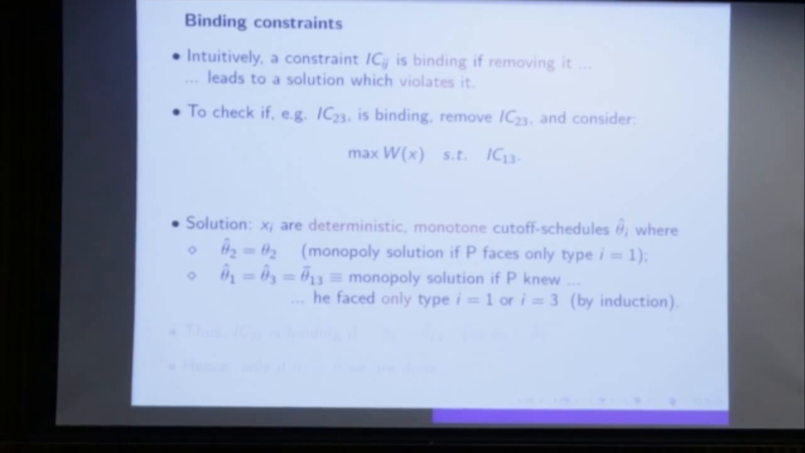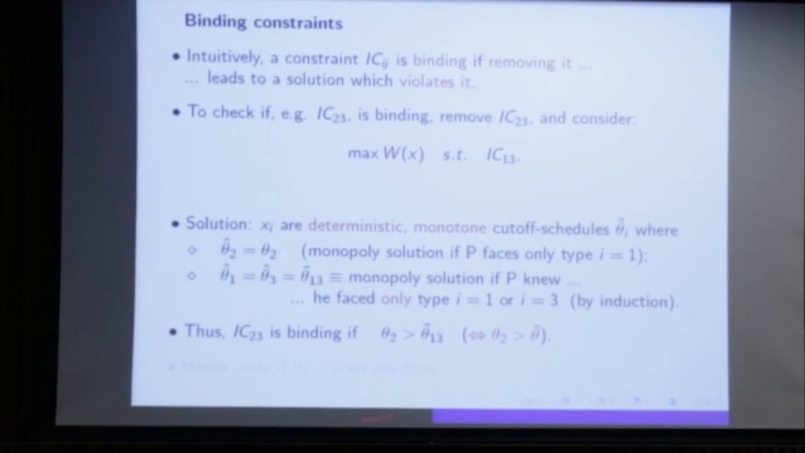Now if I solve this problem, what do I get? I get that theta 2 hat is a cutoff at theta 2. And this is the monopoly solution if the principal knew it was type 2. Sorry, this should be a 2. And what I have is basically bunching between type 1 and type 3. Then the principal will offer a monopoly cutoff. That's the monopoly cutoff if he did not know whether it was 1 or 3. So he would know it's not 2, but he's not sure about 1 and 3. Then he takes the average distribution of 1 and 3, and you can calculate this cutoff.